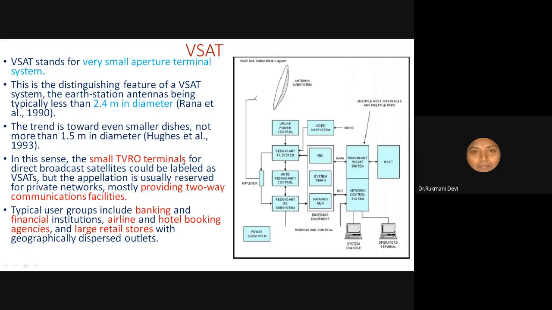TVRO terminals, television receive-only, for direct broadcast satellites could be labeled as VSATs, but the appellation is usually reserved for private networks, mostly providing two-way communication facilities. So typical user groups include banking and financial institutions, airline and hotel booking agencies, and large retail stores with geographically dispersed outlets.